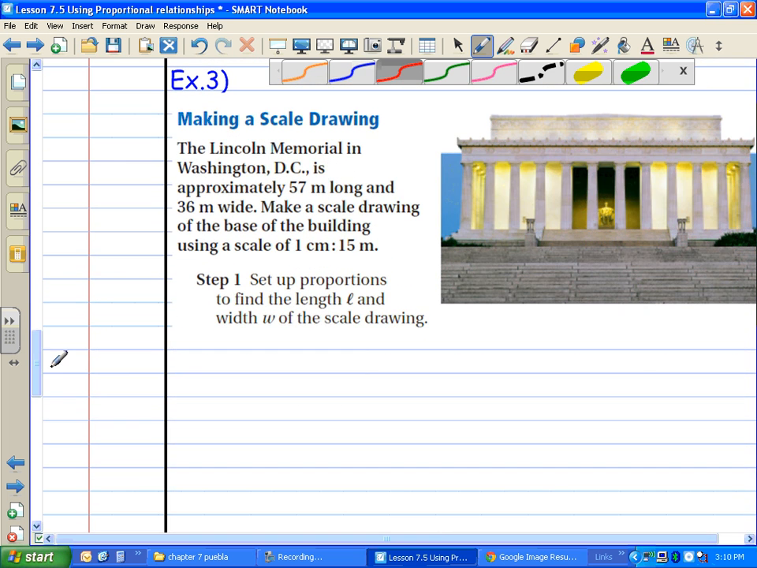Now, a ton of stuff happened in Washington, D.C. this past weekend with the presidential inauguration. So a lot of landmarks out there in that area. And one of them is the Lincoln Memorial. Okay, so let's take a look at this.